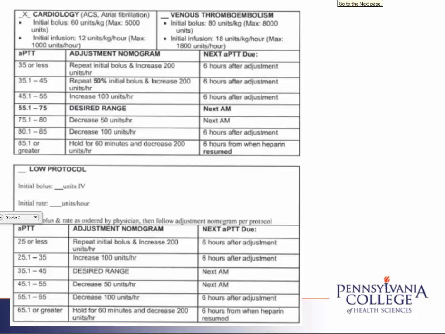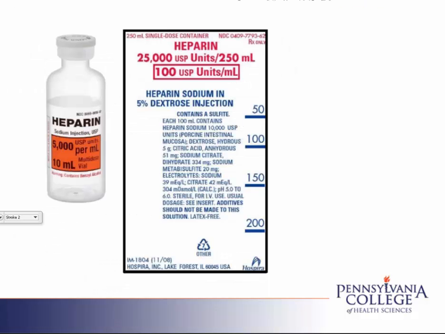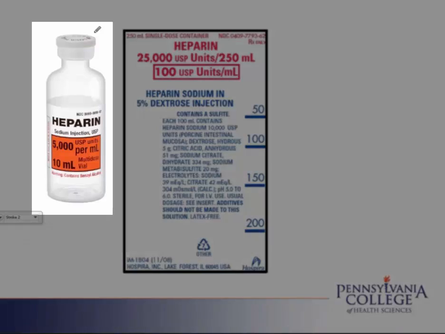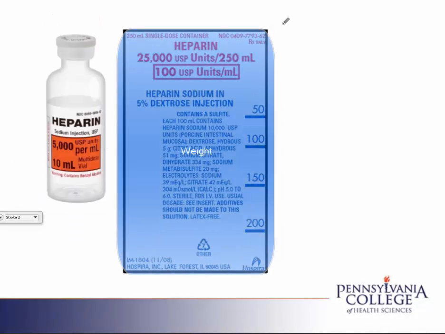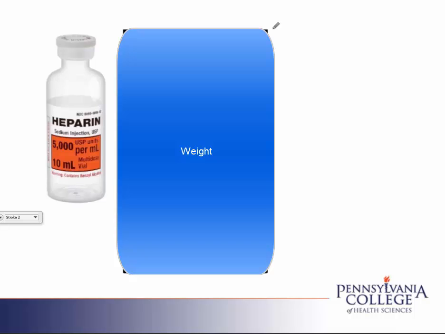Last, I'll look at the meds that are available. I have a vial, which would be used for the bolus dose. The strength of this is 5,000 units per milliliter. I have an IV bag which will be used for the heparin infusion. The strength of the IV bag is 25,000 units per 250 milliliters, or as a reduced fraction, 100 units per milliliter.